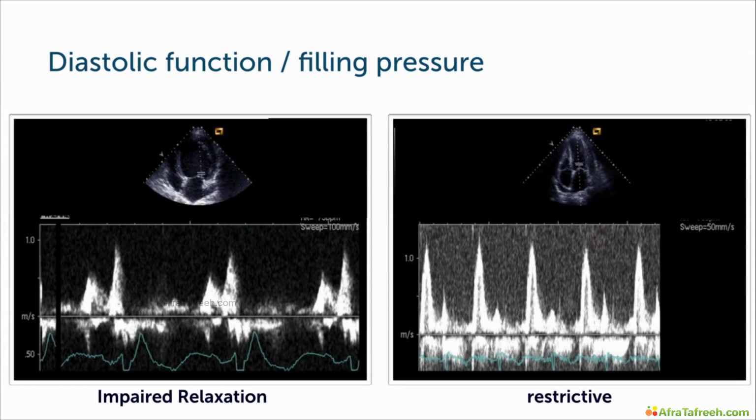This patient has impaired relaxation. We've got an E wave, which is smaller than the A wave. And this patient has a restrictive filling pattern, a high E wave and a very small A wave, and also a very steep deceleration time. Well, as you know from the chapter on diastolic dysfunction, this patient here definitely has higher filling pressures than this patient here. So it's this patient who has a problem.